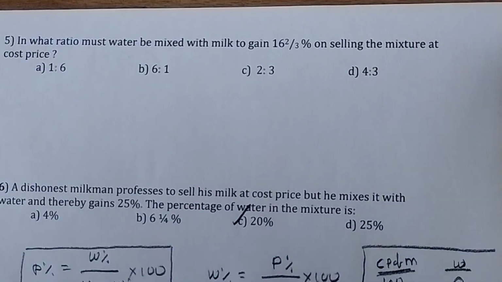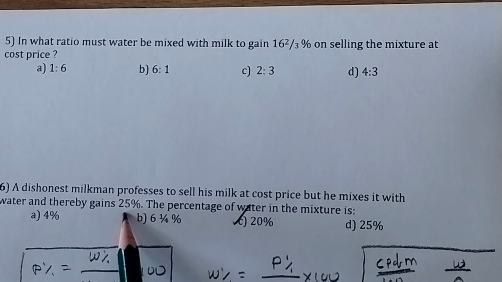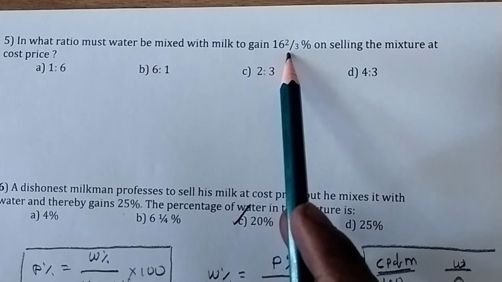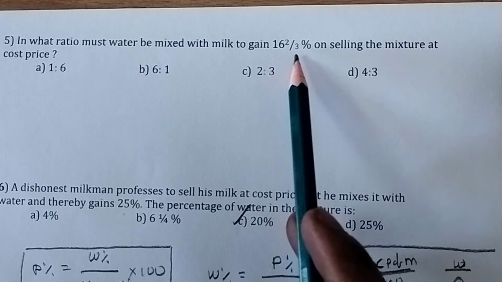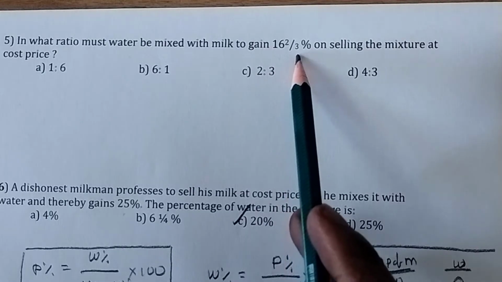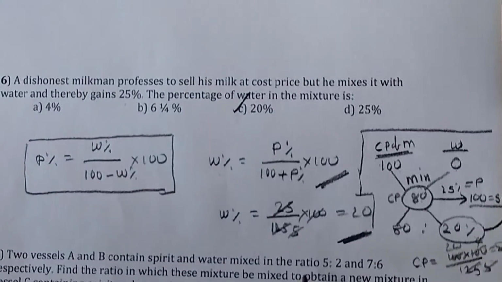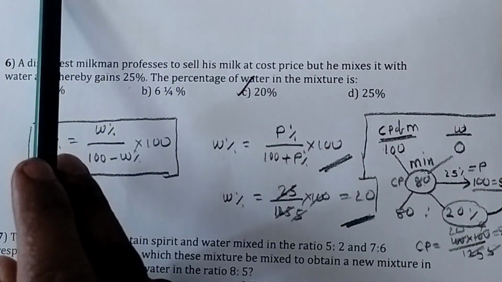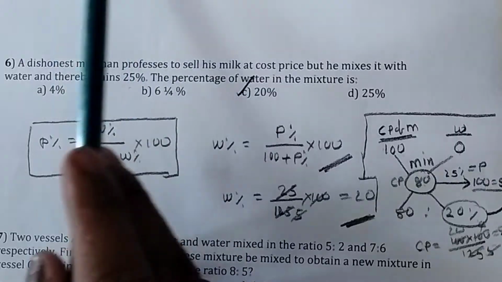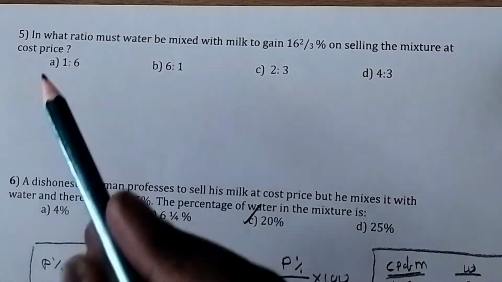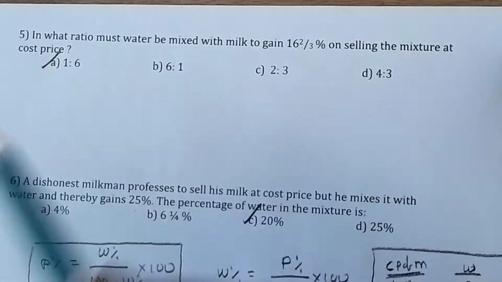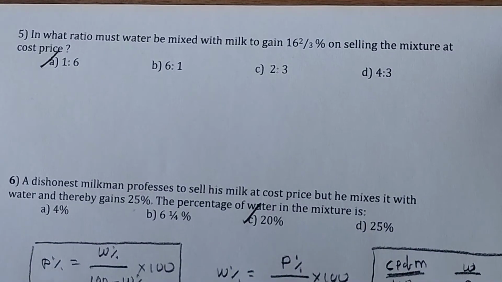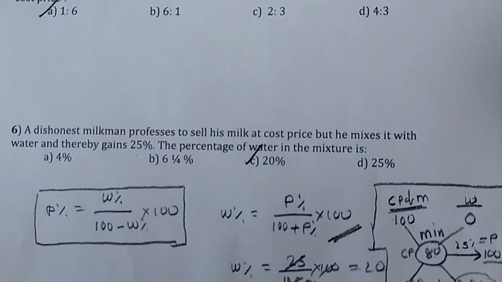The only thing is, in place of 25, it is given 16 2/3, that is 50/3%. So you can follow either of these two methods. Finally it is asking for the ratio between water and milk. So I'm revealing the answer. The answer is 1:6, so that you have to get. Do it on your own.